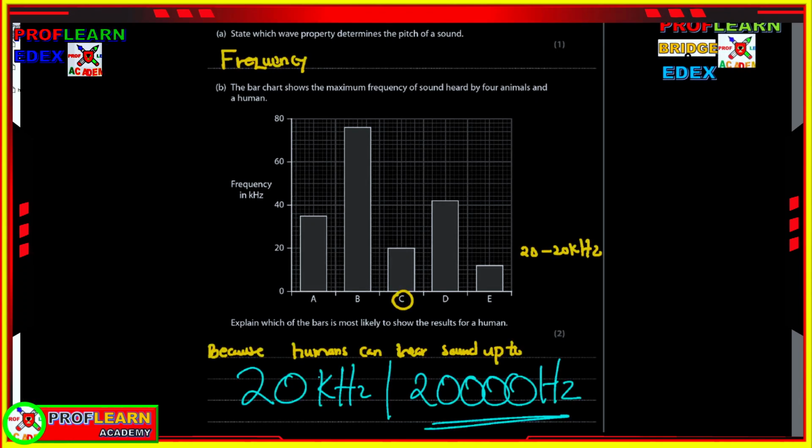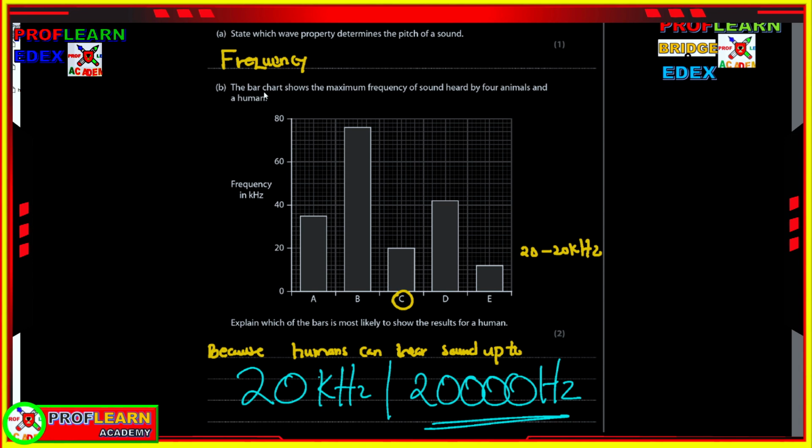State which wave property determines the pitch of sound. That is frequency. Sound of high frequency will have a high pitch, and the property that determines the loudness of sound is the amplitude. Those sounds with high amplitude will have a loud sound.